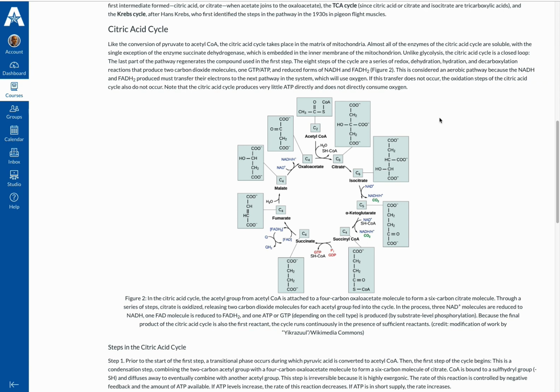So now we have a bunch of NADH, and that NADH will be further used in the electron transport chain. Now, it's important to know that this citric acid cycle, again, does not produce much ATP. It actually produces even less ATP than glycolysis, and it also does not directly use any oxygen.